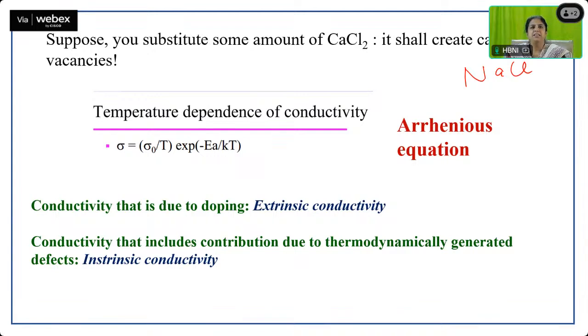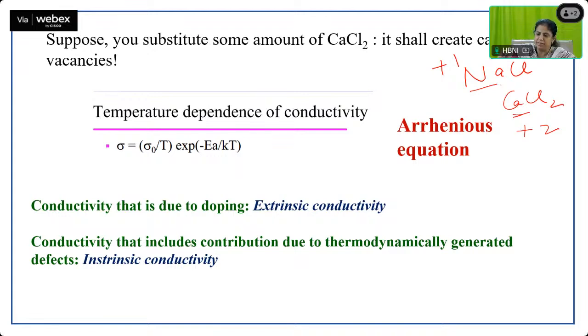Okay. And I substitute some amount of calcium chloride in it. We'll talk more in detail about this kind of substitution in the next lecture. For now, you just assume, let's say 10 Na are replaced by 10 Ca. What will happen? Na has a charge of +1, Ca has a charge of +2. Always remember, electroneutrality has to be maintained.